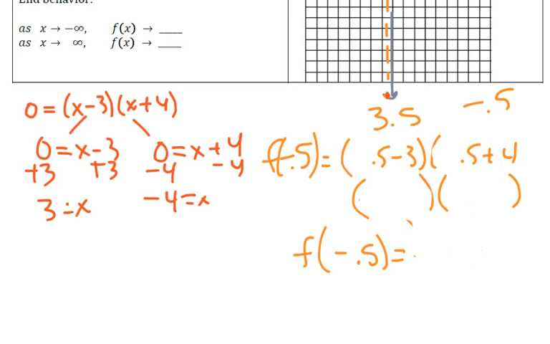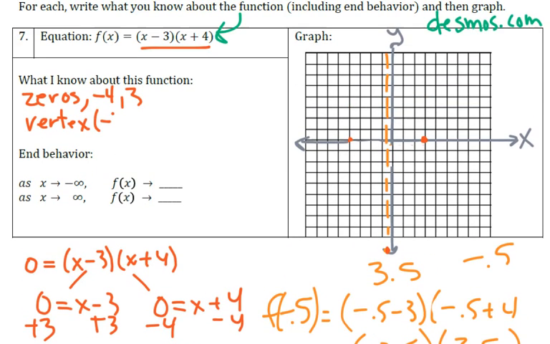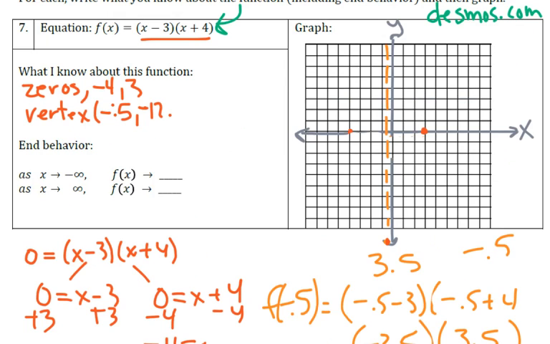So let's try that again. That would be negative 3.5 times positive 3.5, which makes negative 12.25. So basically the same thing. Negative 0.5, negative 12.25. Yeah, that's our vertex. And because of the shape of it, we should also know that that's a minimum. That's as low as it's going to go.